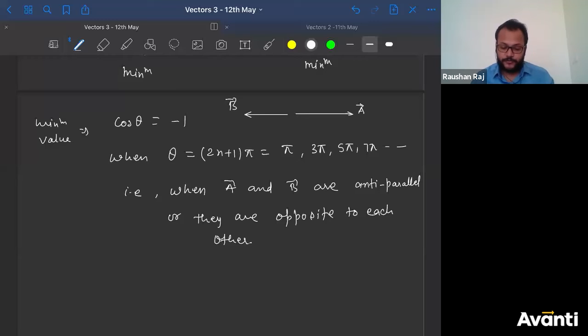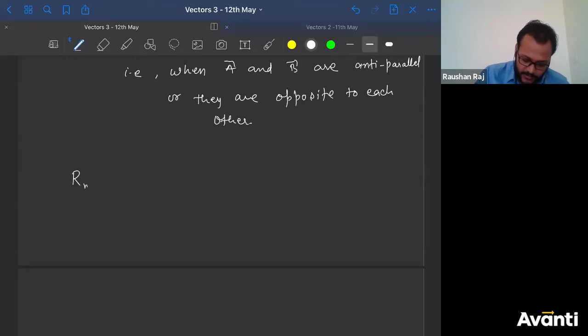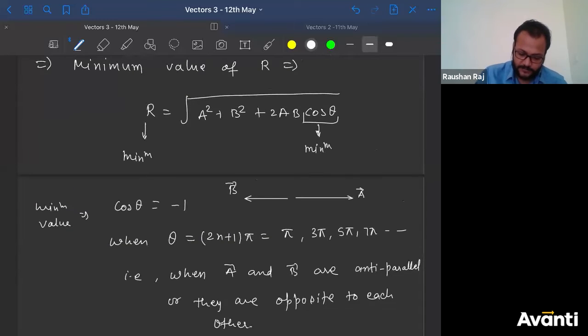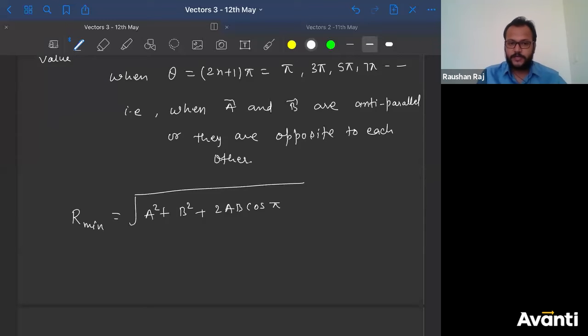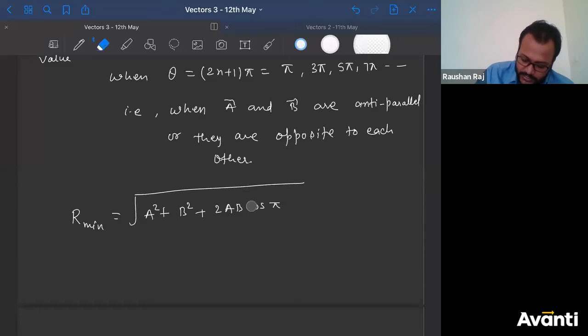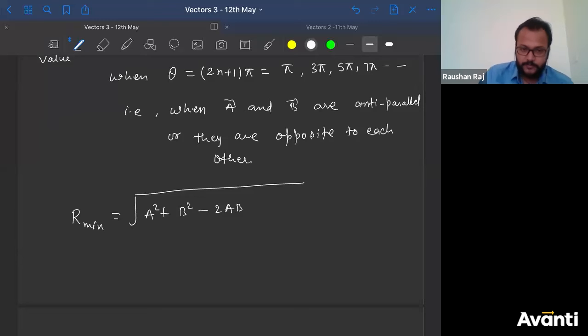So if those two vectors are opposite to each other, the direction of those two vectors is opposite, then we are going to get the minimum value of r. What will be the minimum value of r? So r minimum will be written as, look now, it's a simple thing here. If I put cos theta as -1, I'll write square root of a square plus b square plus 2ab cos of pi. What is cos pi? -1, right? Just now we have figured out that value, -1. So -1 will make it -2ab. So what is the final answer? It will be a minus b.